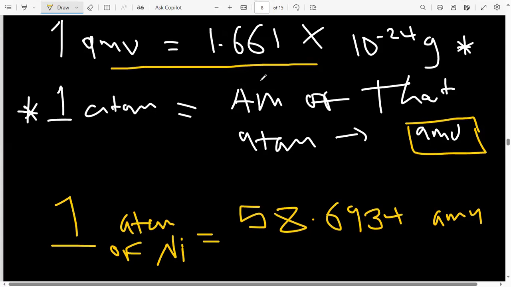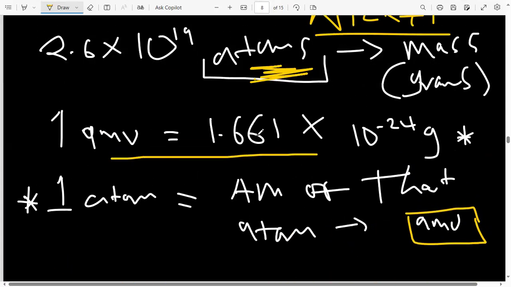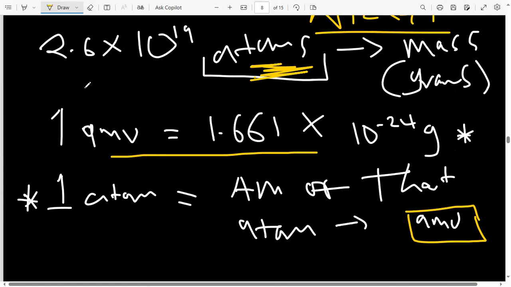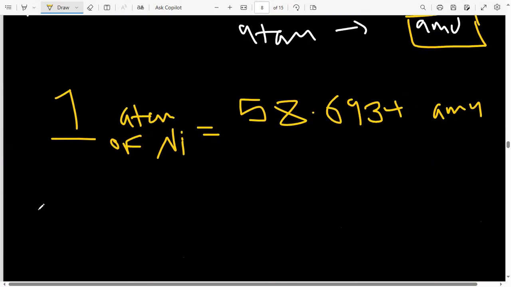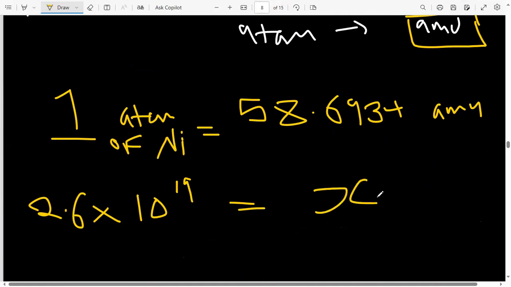Okay, and then what were we given as the number of atoms? You have been given 2.6 multiplied by 10 to the power 19. Okay, so let's use that. So now we are going to say, what about 2.6 multiplied by 10 to the power 19? How many atomic mass units am I going to have here? So you form this ratio and then you simply cross multiply.